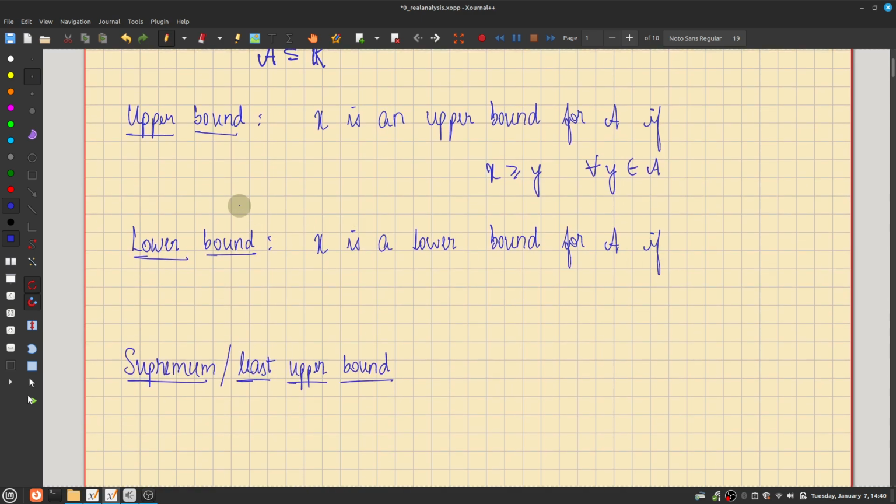Most natural. And similarly, you're given a particular number for the same set A. We say that x is a lower bound for A if x is less than or equal to y for all y in A.